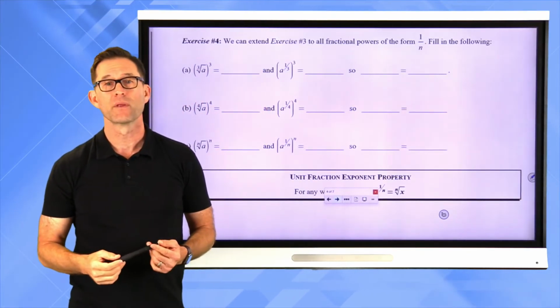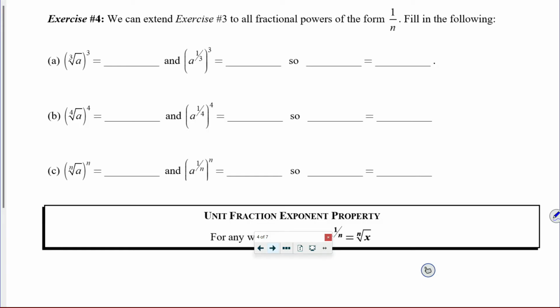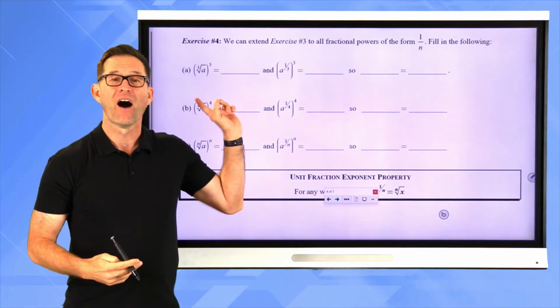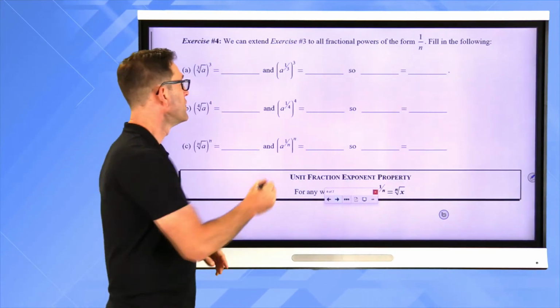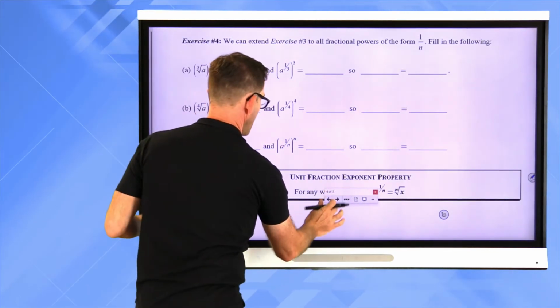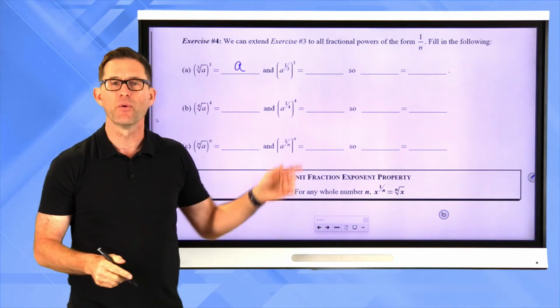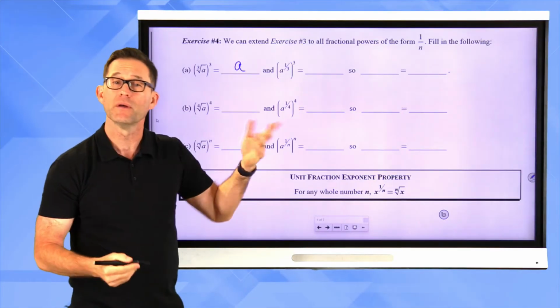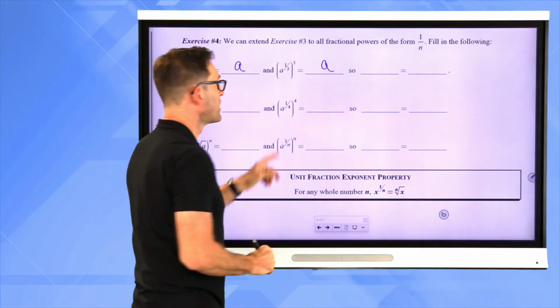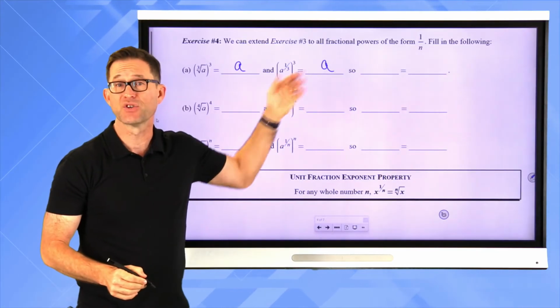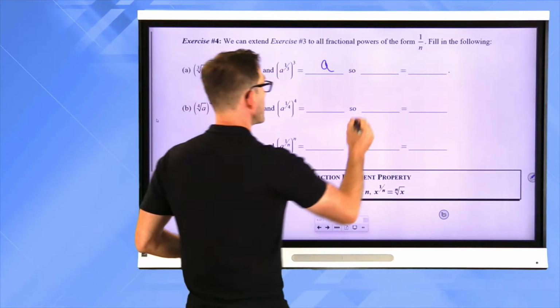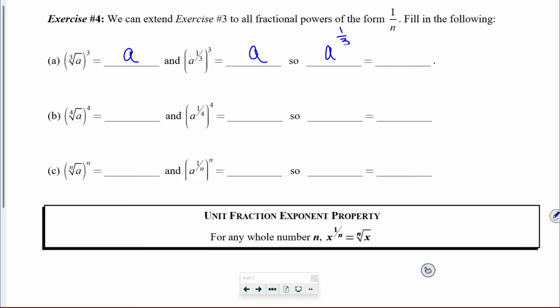Exercise number 4. We can extend exercise number 3 to all fractional powers of the form 1 over n. Fill in the following. Well, this should be no surprise. I know that the cubed root of a cubed is equal to a. But I also know, based on the product law of exponents, that a to the 1/3 cubed is also a, right? Because 1/3 times 3 is 1, and that's just a to the 1st. And therefore, I can say that a to the 1/3 is the same as the cubed root of a.